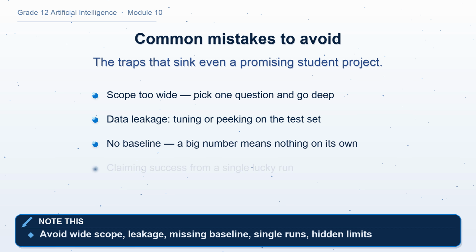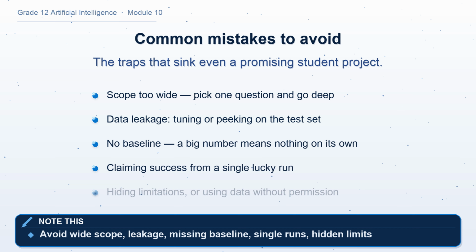Fourth, claiming success from a single lucky run instead of averaging over several. And fifth, hiding your limitations or using data you had no permission to use. Avoid these five, and your project will hold up to scrutiny.